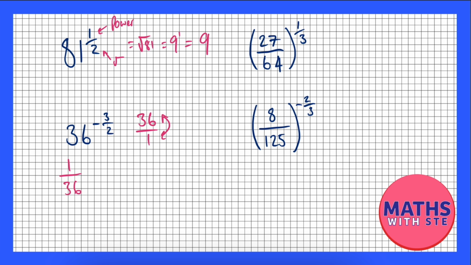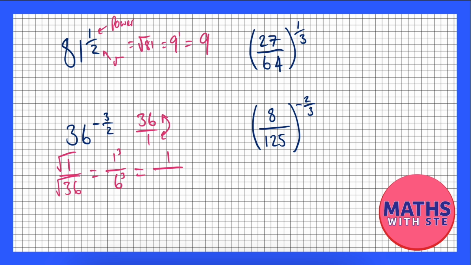Then we're going to root it. You see that bottom number there is a 2? We're going to root it. So the square root, let's just put it in there. The square root of 1 is 1. And the square root of 36 is 6. Then we're going to cube it. So I'm just going to write a little cube here. Cube and cube. Right, 1 cubed is 1.